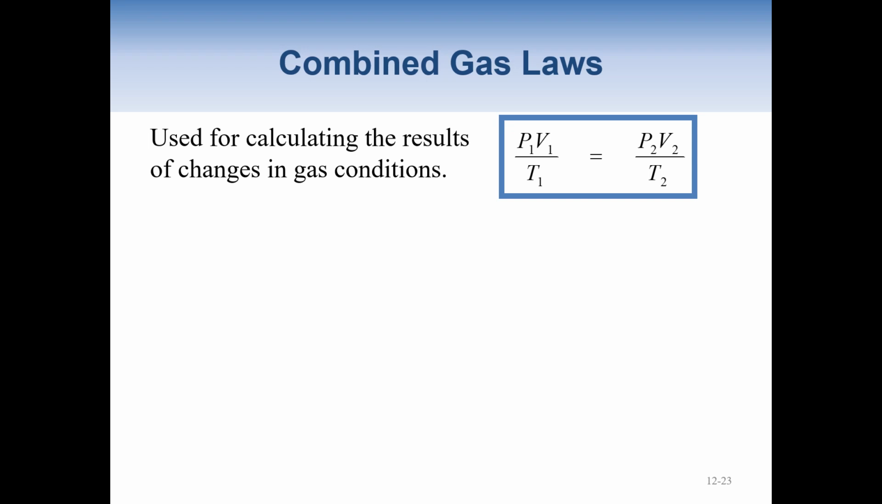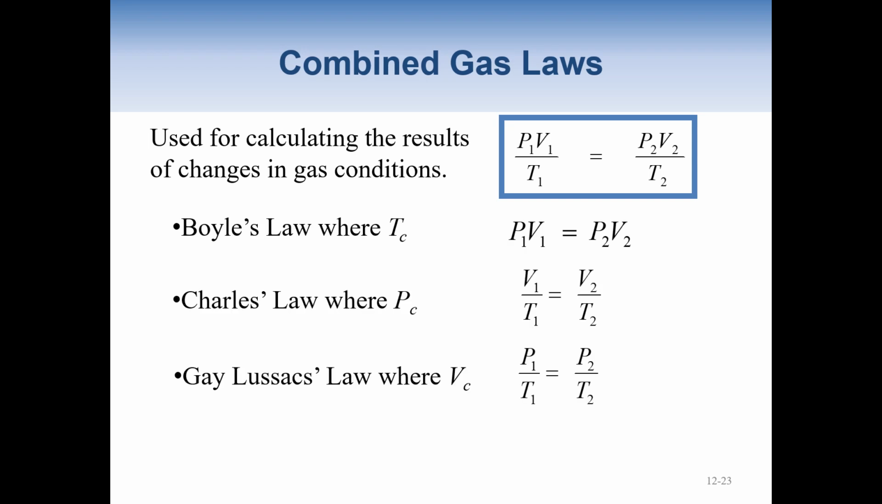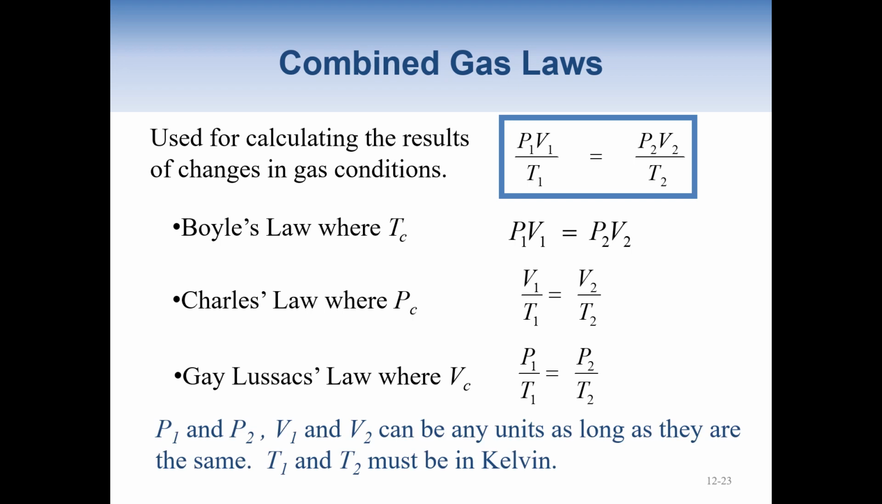The combined gas law is used if it gives you pressure, volume, and temperature, and it changes 2 of those variables. It combines Boyle's law, Charles' law, and Gay-Lussac's law. All of these equations are written in your chemistry aid sheet. So P1, P2, V1, V2 can be any units as long as they are the same. T1 and T2 must be in Kelvin.